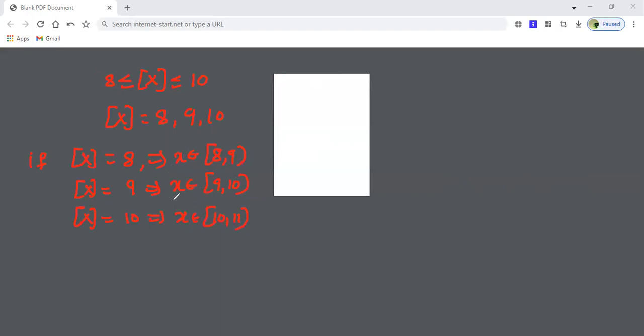Now what about x then? x belongs to the semi-open interval [8, 9), [9, 10), and [10, 11), which means it includes from 8 to the semi-open interval 11. So x belongs to this particular semi-open interval [8, 11). So this is how the greatest integer function actually works. This is just a glimpse of the greatest integer function, guys.